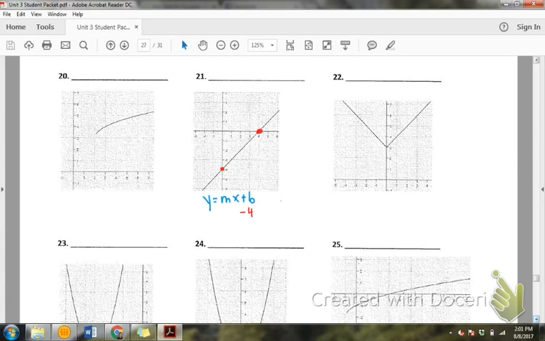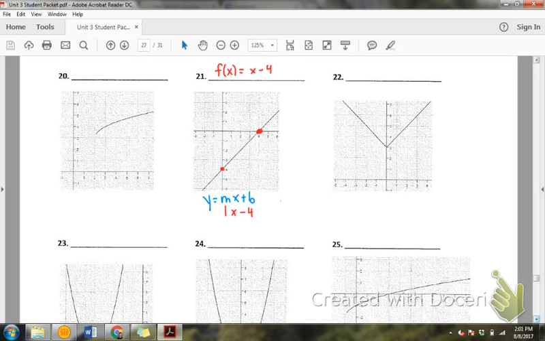4 over 4 is what? 4 divided by 4? 1, right? Okay. It's just 1. So this is our 1x minus 4. So your equation is f of x equals x minus 4. Oh, I put y equals. If you accidentally put y equals, it's not going to be counted wrong. But we're going to try to get into the habit, right? Okay, last one, number 23.